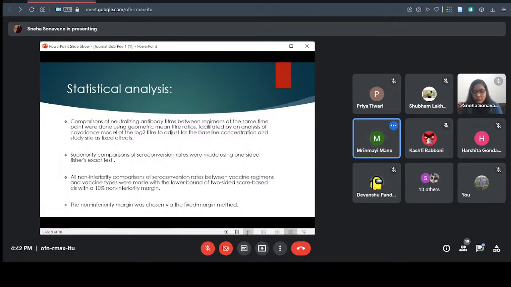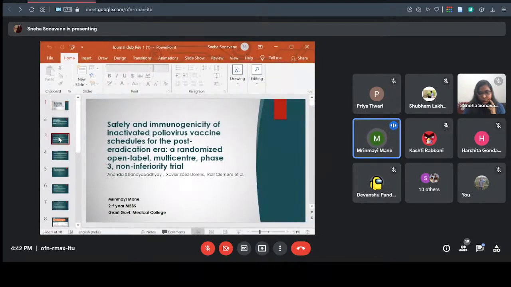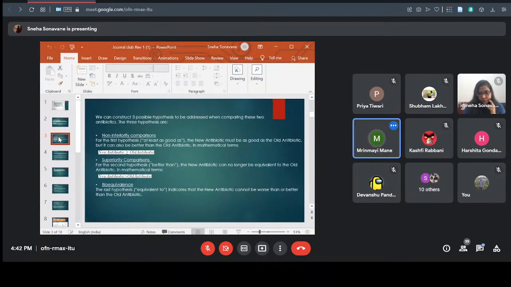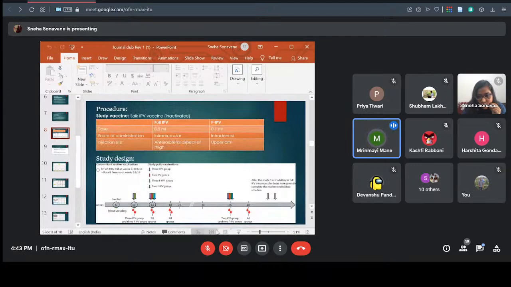So to understand what a non-inferiority margin is, let's go back to the previous example which we took for understanding the non-inferiority comparison. So non-inferiority margin means that the new antibiotic can be less effective up to 10% as compared to the old antibiotic, and it will still be considered as non-inferior. So which means the non-inferiority margin is 10%.